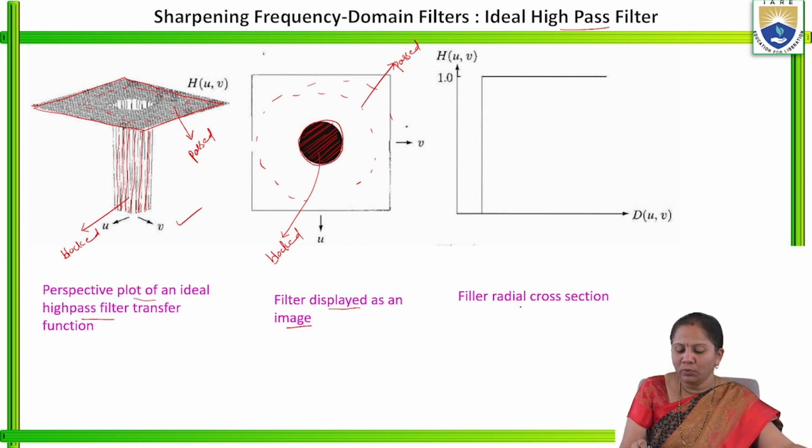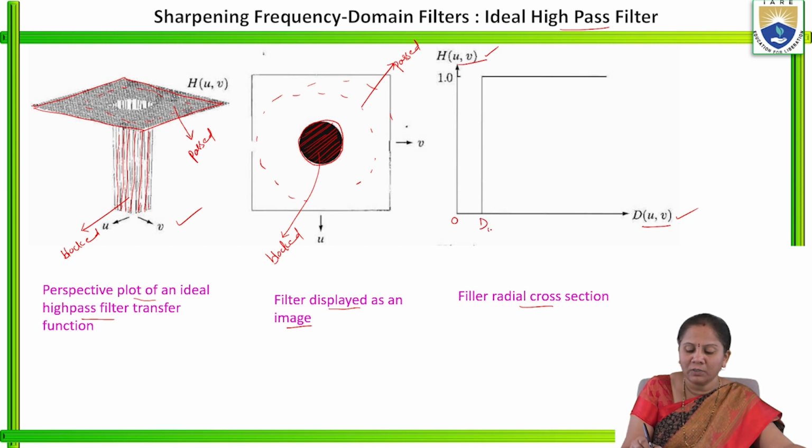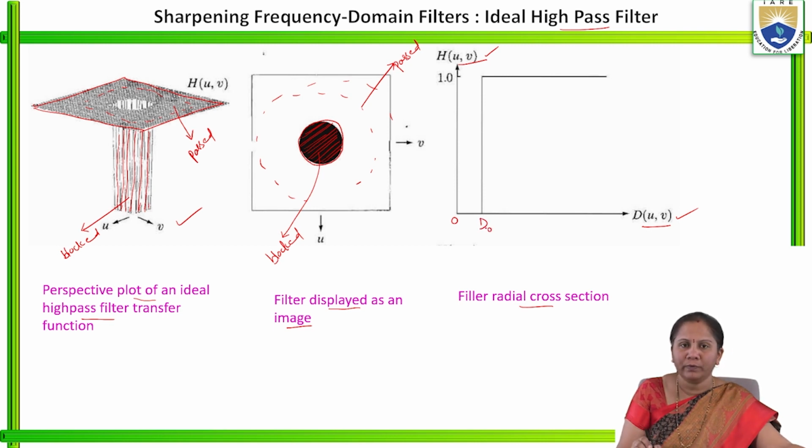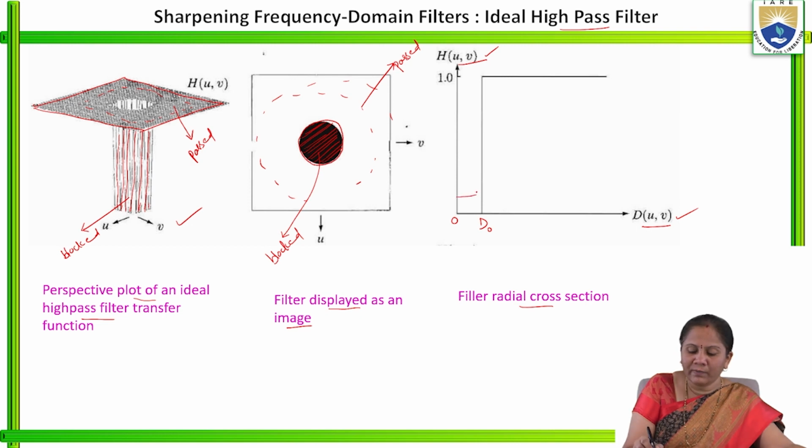And here, coming to the filter radial cross section, we can observe this is D of u comma v and this is H of u comma v, which is the filter transfer function, and this is the distance from the center of the rectangle. Here this is the origin, and here we can observe D naught. It is the cutoff frequency. The frequencies that are available below the cutoff frequency are called lower frequencies. All these lower frequencies will be blocked. So that is why here there are no frequencies.